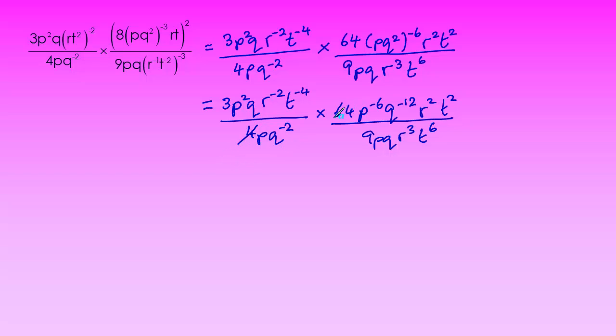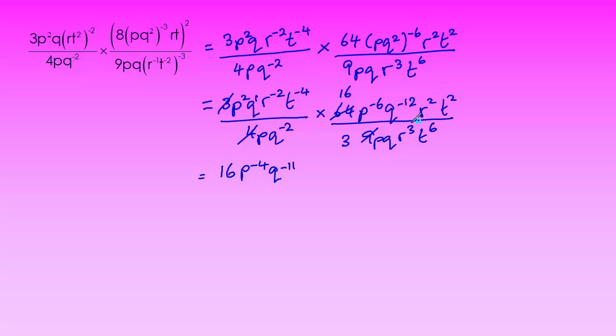Now this 4 can cancel with the 64 to make that 16, and the 3 and the 9 can cancel to make this a 3 on the bottom. So looking at the top, when we multiply the two tops together, we'll end up with 16. Think about the p's. We've got p squared and p to the negative 6, and when we multiply we add the indices, so that will end up being a p to the negative 4. For the q's, this is a q to the 1, remember. Multiply that by q to the negative 12, so that's going to be a q to the negative 11.